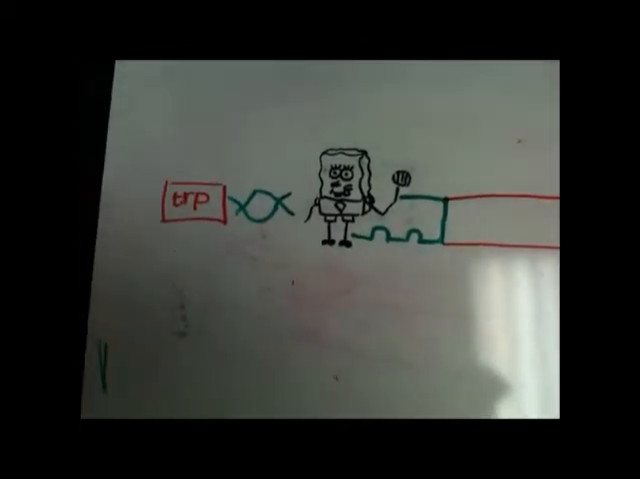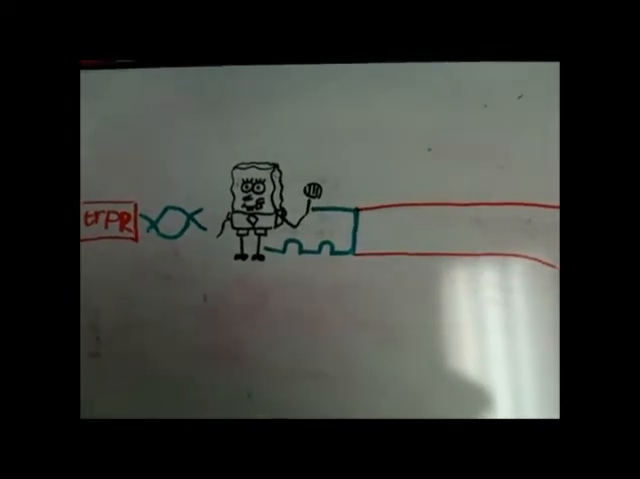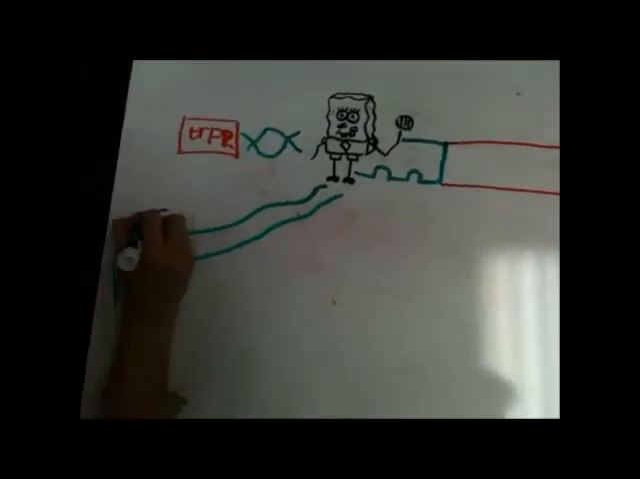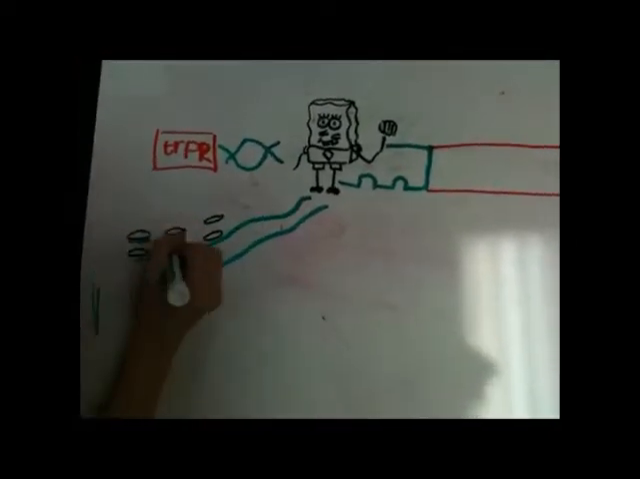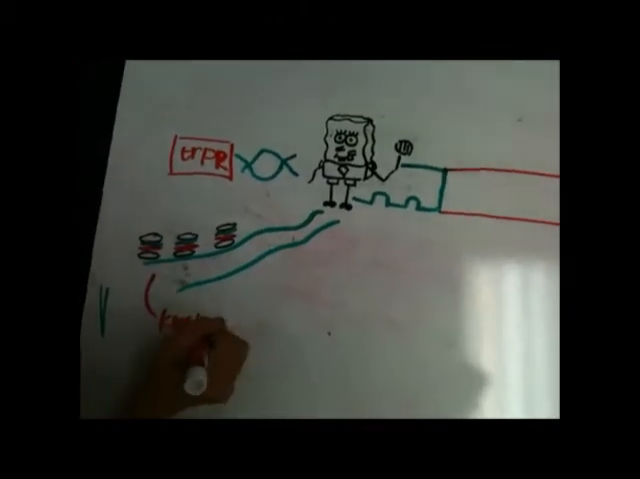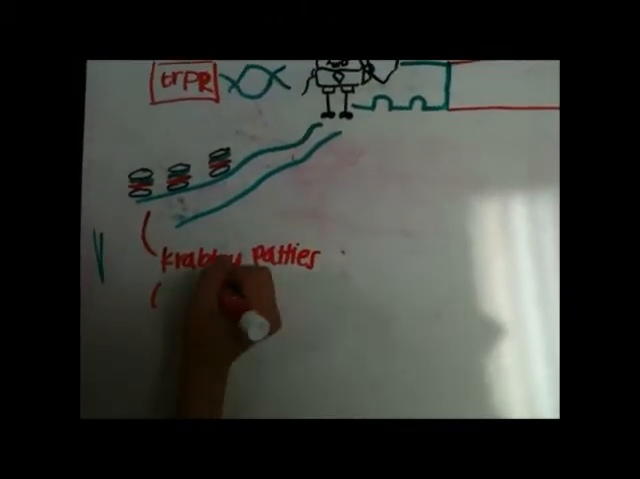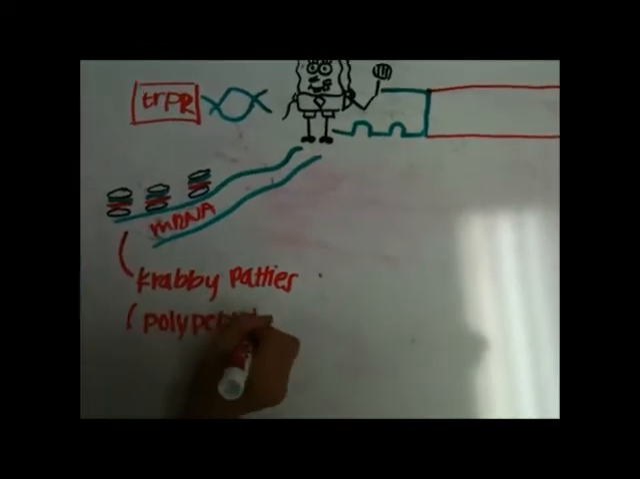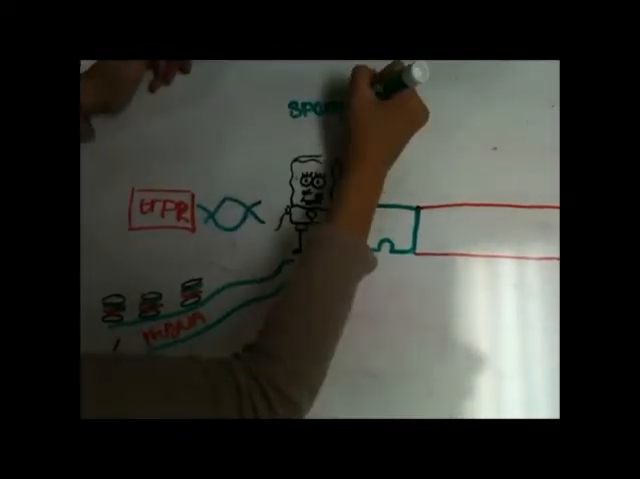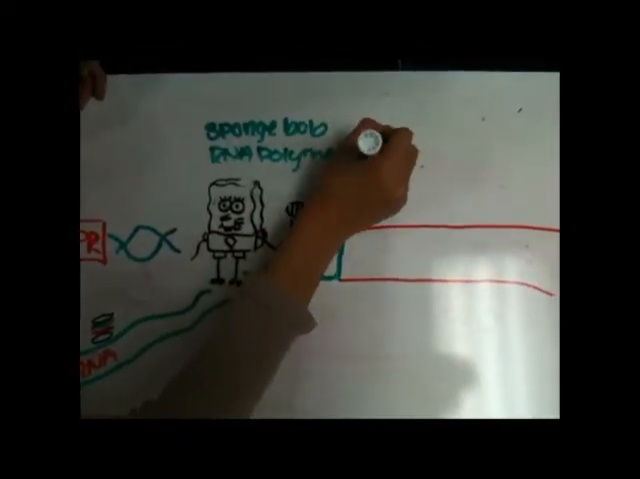So here in the picture you can see that SpongeBob is right there sitting right behind the operator, ready to move down the RNA strand and produce Krabby Patty polypeptides in the form of mRNA. No, this is not real life. In real life, it is not made of Krabby Patties.